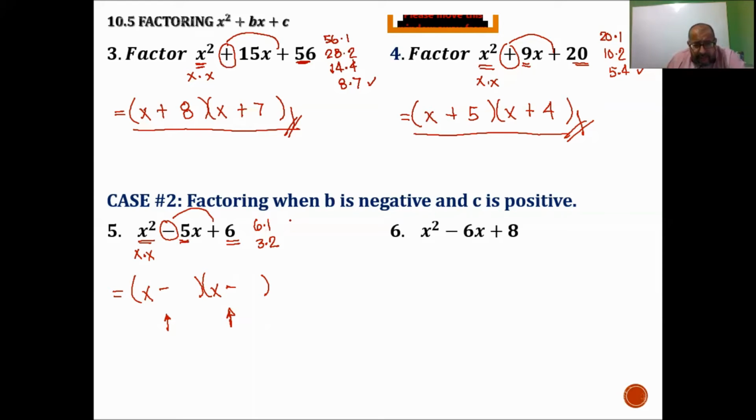So 6 plus 1 is equal to 7. 3 plus 2 is equal to 5. This is the right combination. So we copy 3, we copy 2, and then this is the final answer.